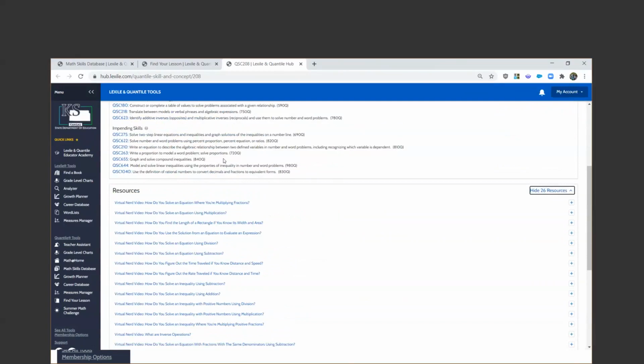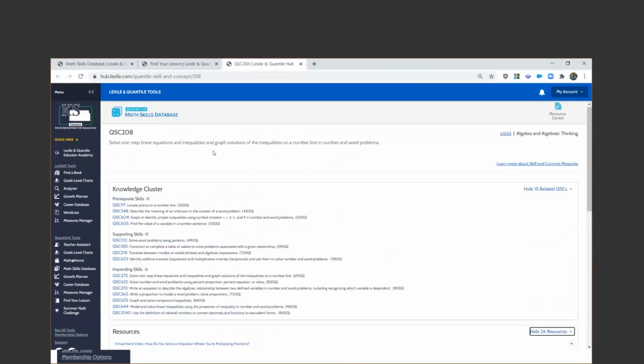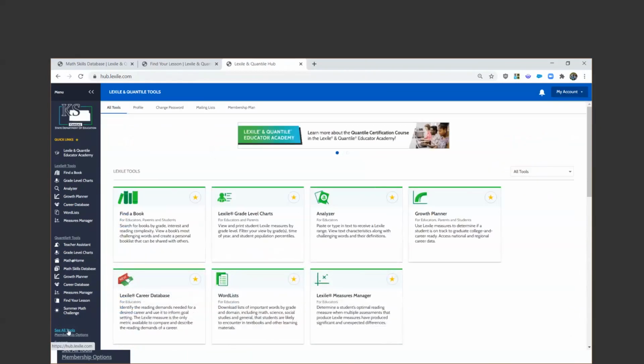So again, from an instructional planning point of view, these quantile skills and concepts, and these detail pages that you can access through the various Quantile tools, are incredibly important for us to figure out exactly where our instruction needs to focus and to find those resources that can help us do just that.